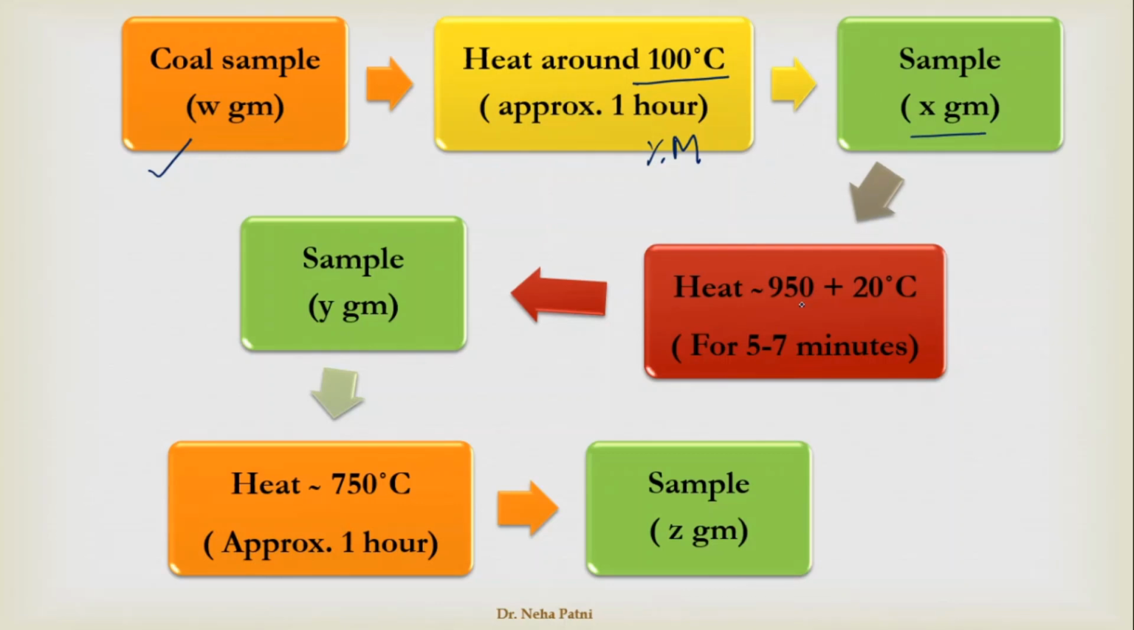Then you have to take the sample and heat it at 950 plus minus 20 degrees to find out the volatile matter, and then you'll get the sample. Again you will find out the loss in weight. Whatever the loss is, it is due to the volatile matter gone. Now you take the sample, again heat it for 1 hour at 750 degrees, and you will get the sample. Now this sample is nothing but the product which is left after combustion, and that you call ash. So at the end we can find out the percentage of ash.